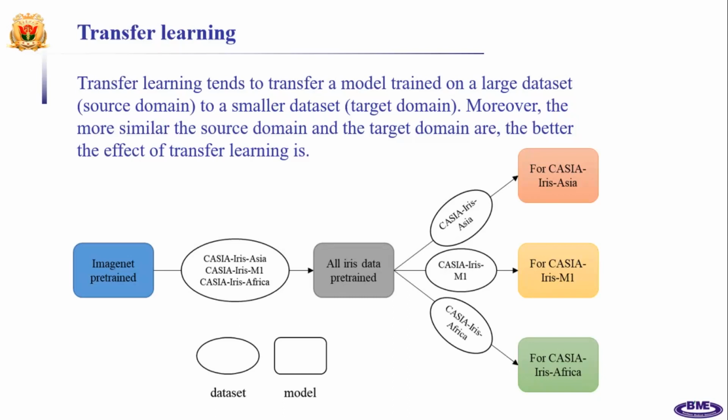Firstly, we use all the data to train an iris pre-trained model for segmentation and localization based on the ImageNet pre-trained model. Then, the iris pre-trained model is fine-tuned on 3 datasets respectively with a small learning rate, and the final model is obtained. The final model only serves a specific dataset.